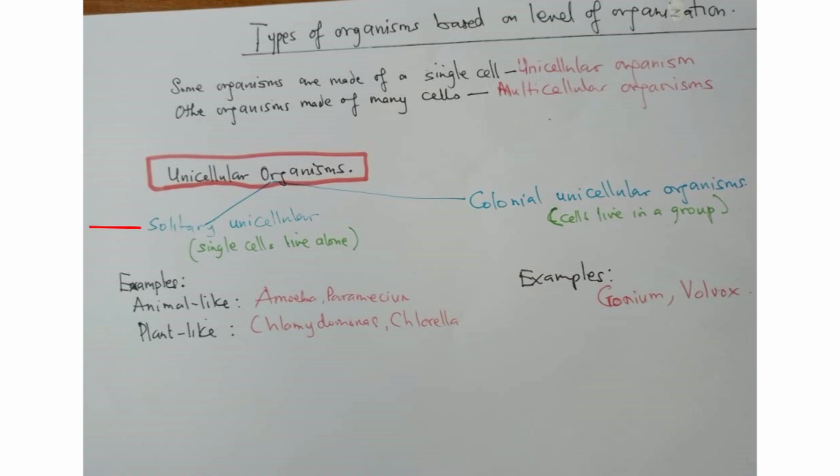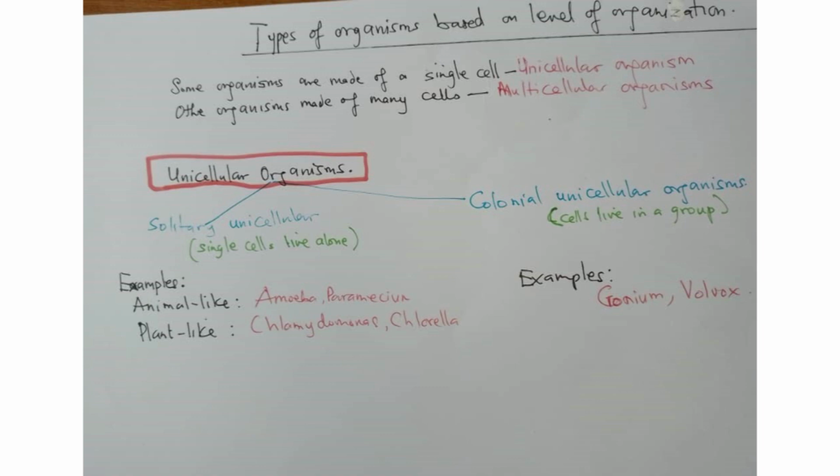Examples are amoeba, paramecium, that's animal-like ones. There are plant-like ones like Chlamydomonas and Chlorella. They are single cells living on their own, unicellular. That's their level of organization, the cell level.